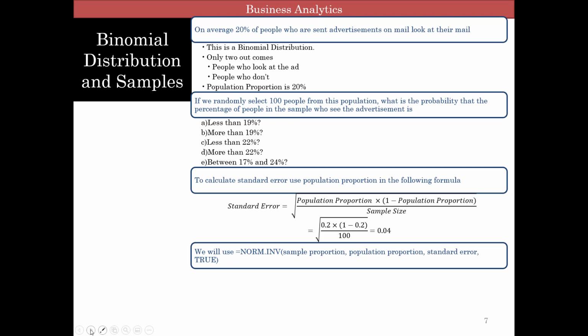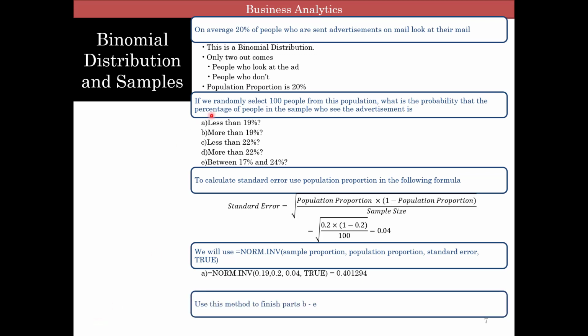So now when you use norm.dist, you're going to put the sample proportion, which is 0.19, the population proportion, and the standard error to get, in this particular case, the probability you're going to get less than 19% is 40.124%. And you can use the same method. For B, you're going to do 1 minus 40.124%, right? And continue on.